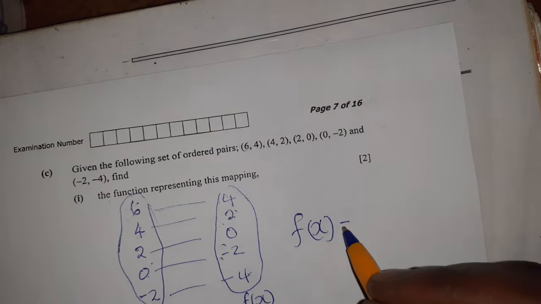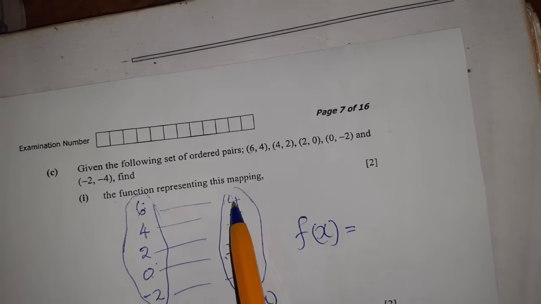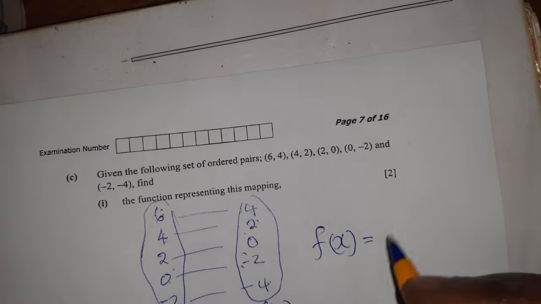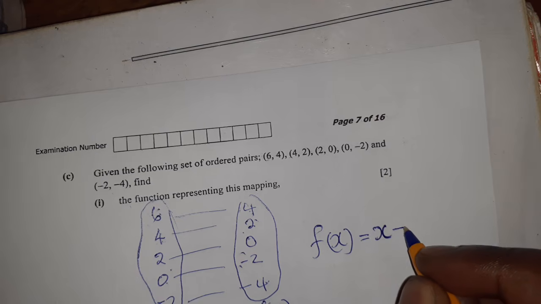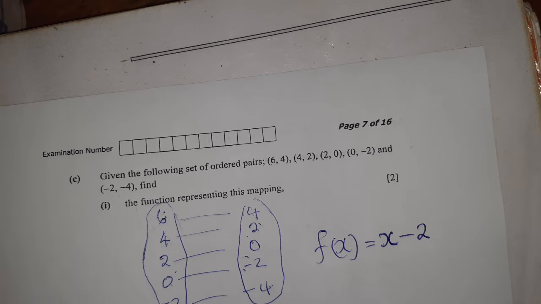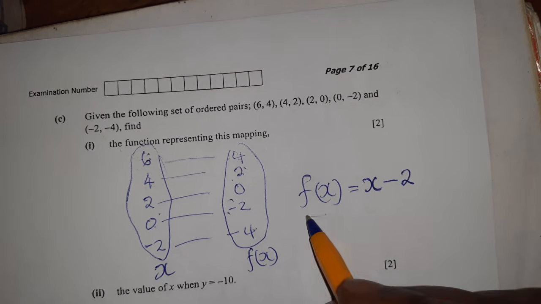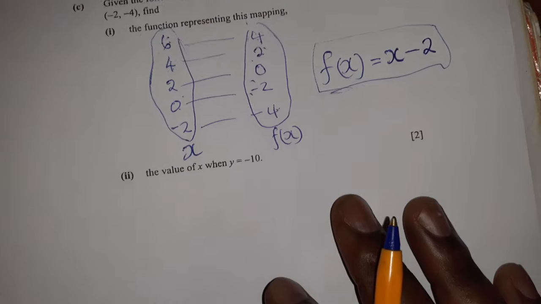So when you look at this, from 6, what happened? We subtracted 2 to get 4. From 4, what happened? We subtracted 2 to get 2. So we're going to say this is x minus 2. X minus 2 is what we're going to get here. This is what they wanted as your answer to this question.